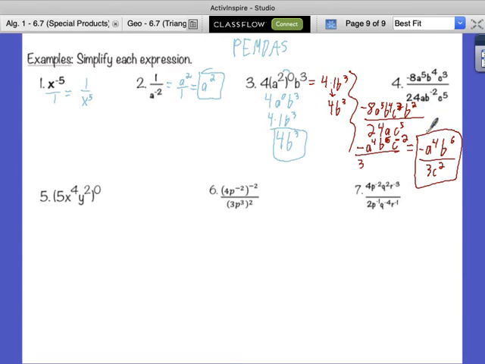Let's move on to number 5 here. 5x to the fourth, y squared, all to the power of 0. We can take this power of 0 and distribute it like we have been. 0 times 5 to the first is 5 to the power of 0. 0 times 4 is x to the power of 0. 2 times 0 is y to the power of 0. 5 to the power of 0 is 1. X to the power of 0, 1. Y to the power of 0, 1. 1 times 1 times 1 is 1.